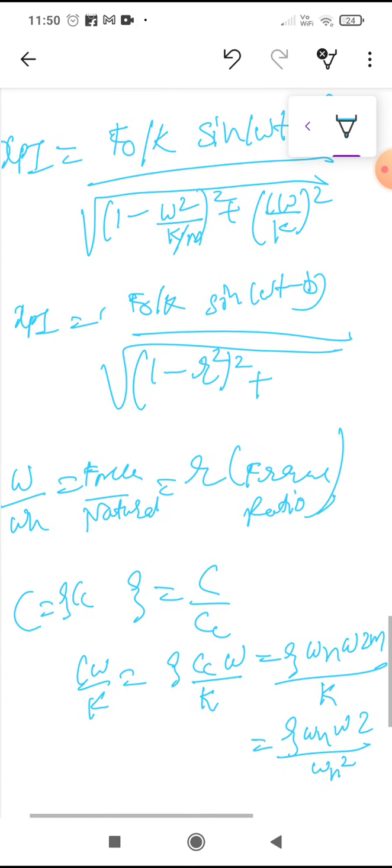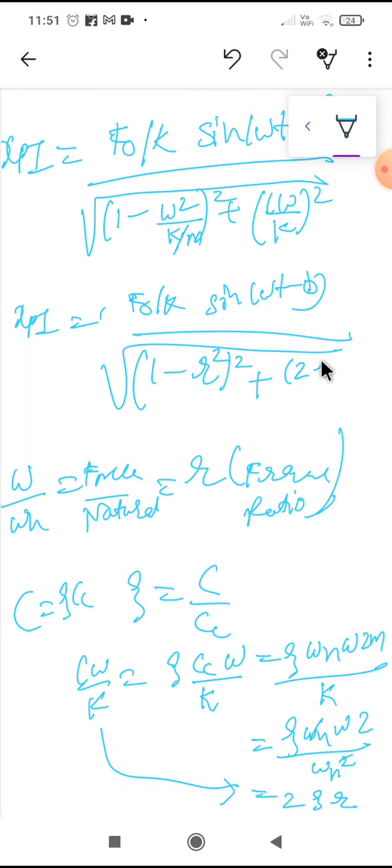So omega n and omega n square will get cancelled, so I am left with 2 zeta omega divided by omega n. Now what is omega divided by omega n? That is frequency ratio r, so that will be 2 zeta r. So instead of this whole c omega by k, I can write directly 2 zeta r. So that will be 2 zeta r whole square.